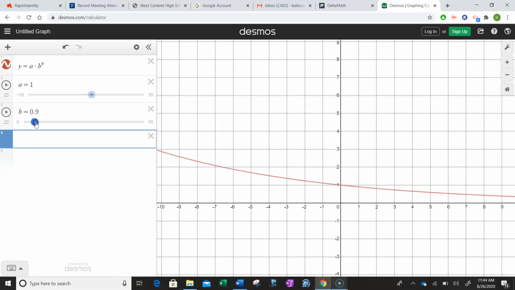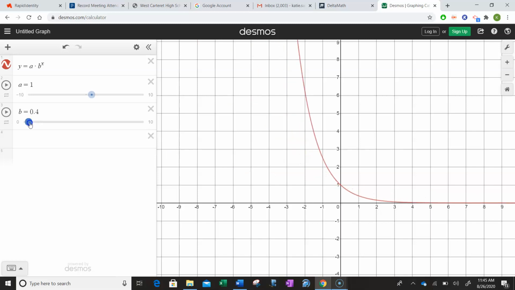The closer my base gets to 1, the closer it kind of is to the x-axis. It doesn't decay as fast. But the closer my base is to 0, the faster it decays. And it's kind of like that 1/3 versus 1/2 versus 1/4. But that's why we have those restrictions. The base always has to be a positive number, and it can never equal 1.